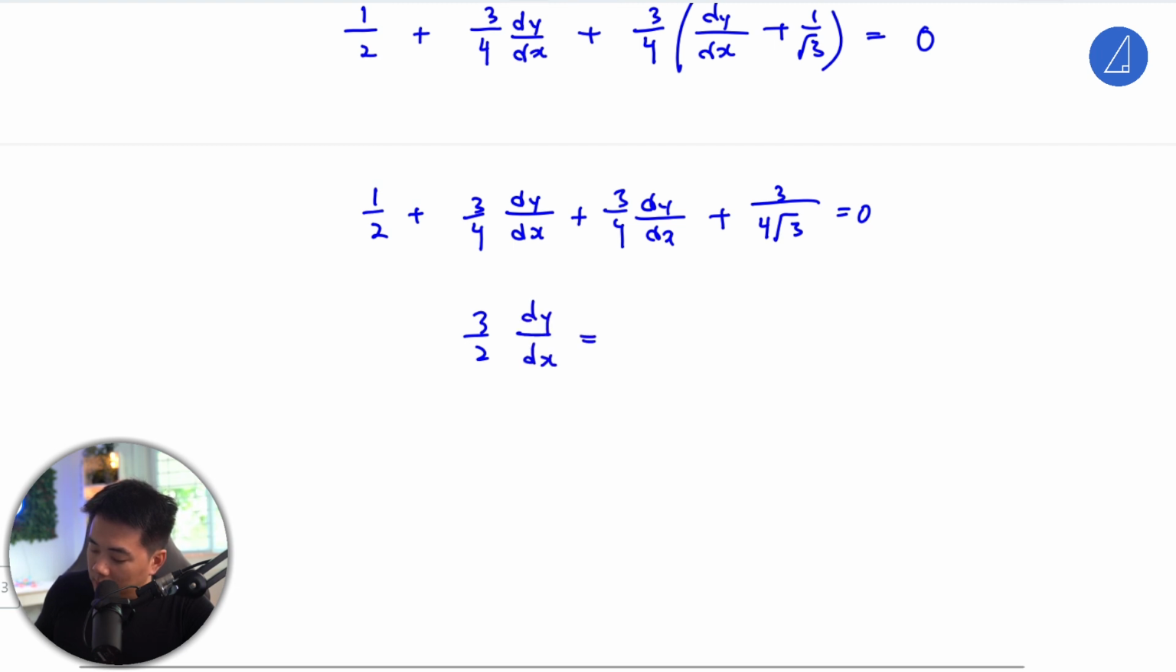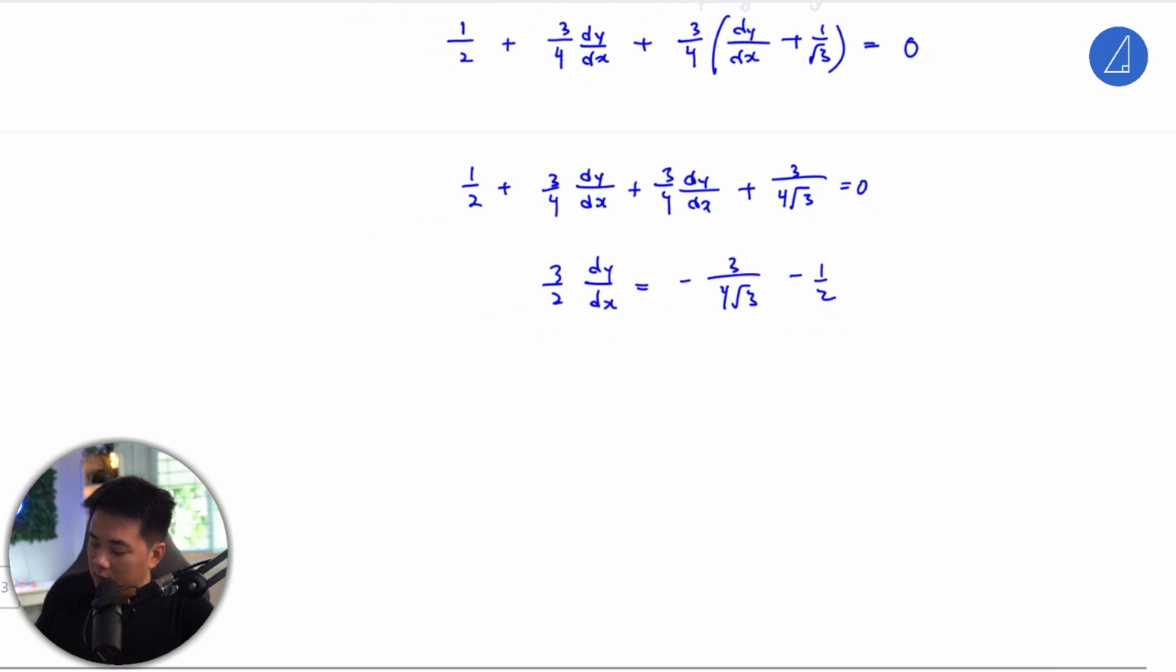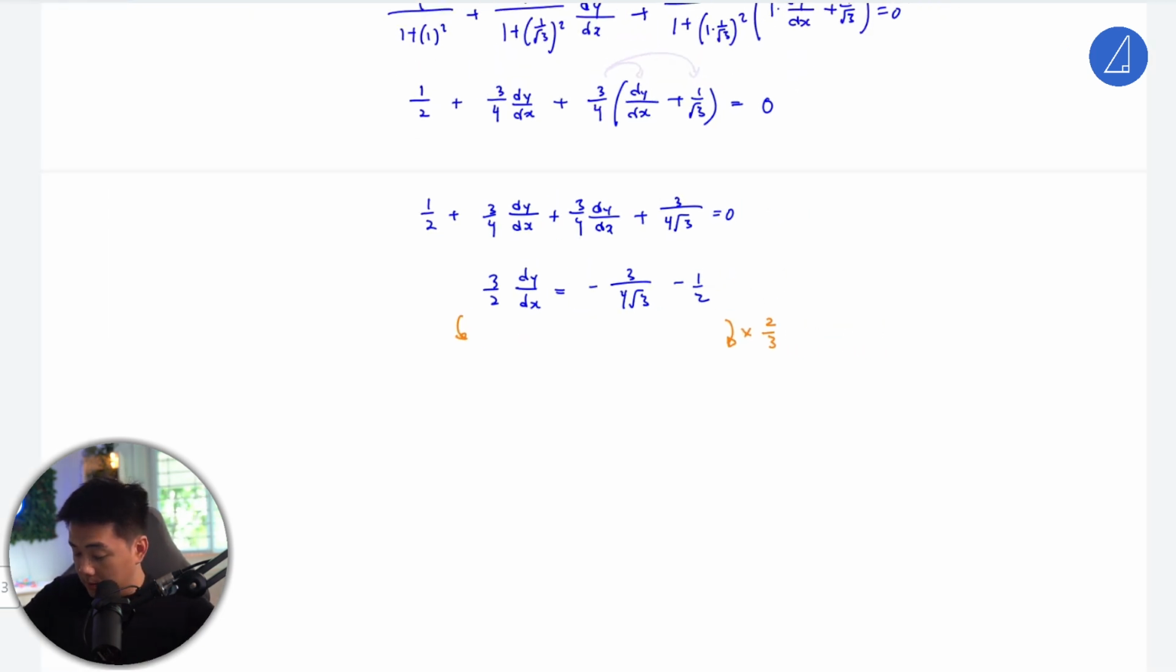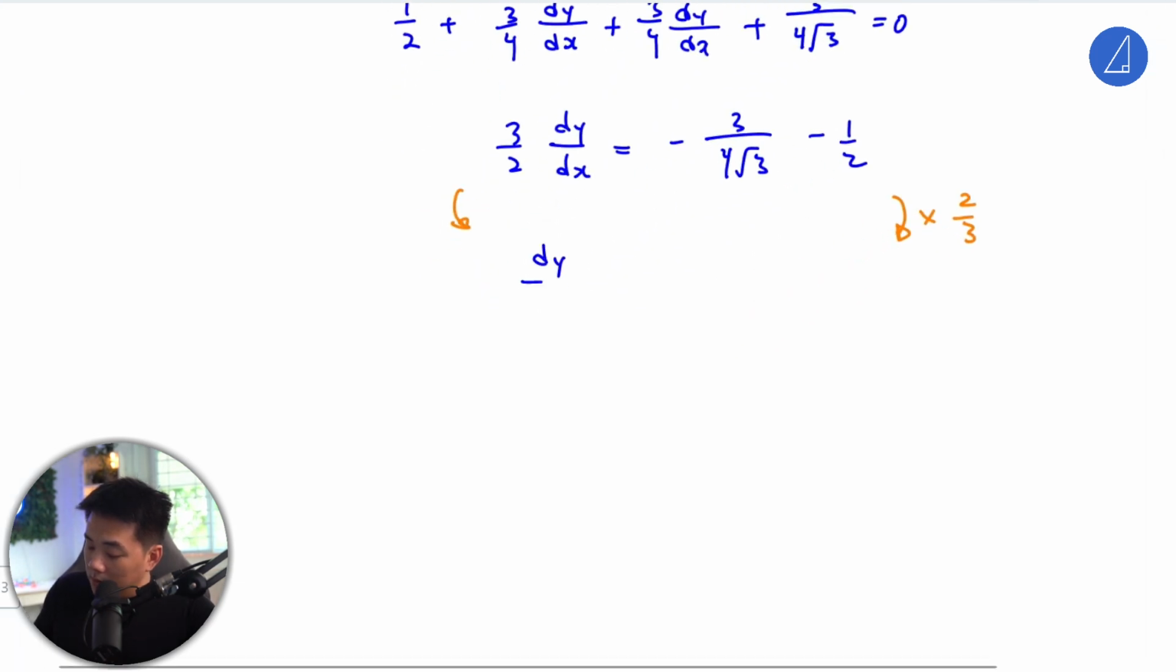Add them up, then this will be negative 3 over 4 root 3 minus half. So multiply by 2, divided by 3. That will give us dy/dx equals negative 1/3 minus 1 over 2 root 3.